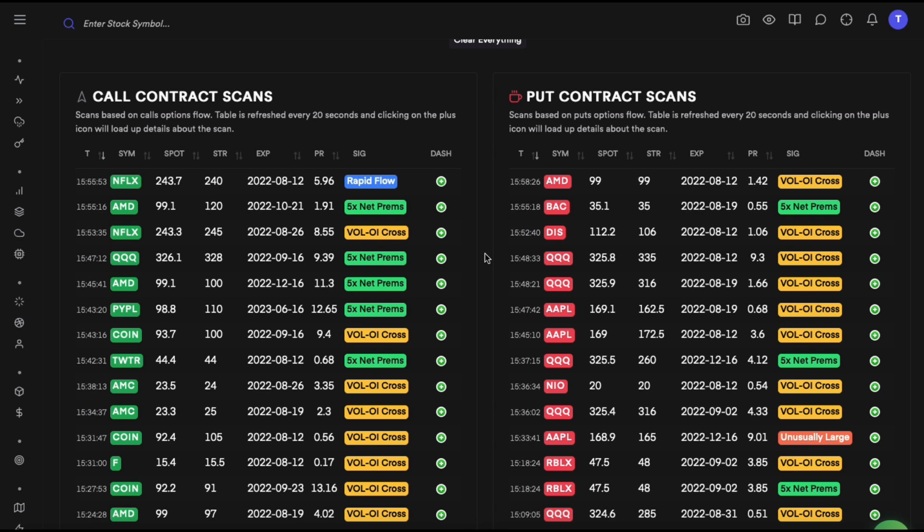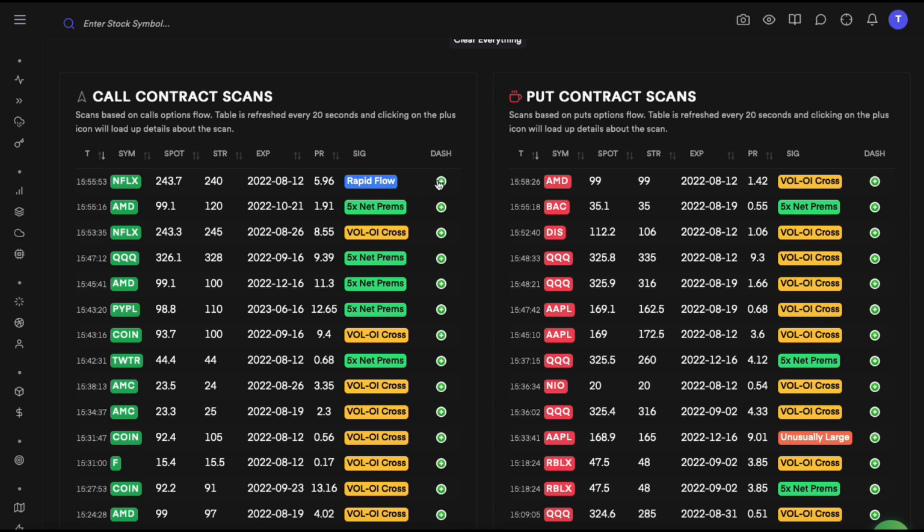This tool is live as well, so it updates every minute, and most of these tables auto refresh as well, so you'll see live data all day. So the first thing that you should do is just understand what some of these column names are. Symbol is symbol, spot is the stock price, STR is the strike price, X is the expiration, and PR is the bid ask price for the contract. Then this is the signal name, and what does this signal really mean?